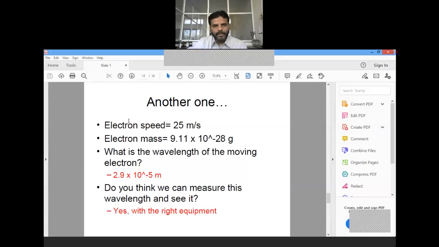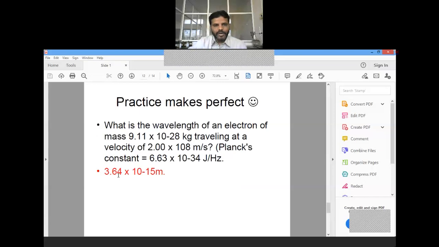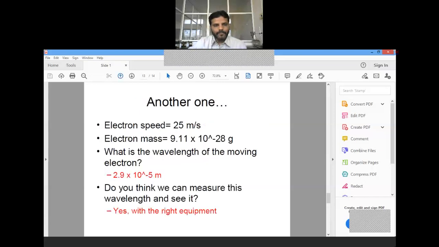Now come to another example. What is the speed of the electron? Electron speed is 25 meters per second. Now apply the concept to a microscopic particle like the electron. The mass of the electron is 9.11 into 10 to the power minus 28 gram. What will be the wavelength? After calculation, it comes to about 2.9 into 10 to the power minus 1 meter. This is not so small, so it has a wavelength which can be considered.